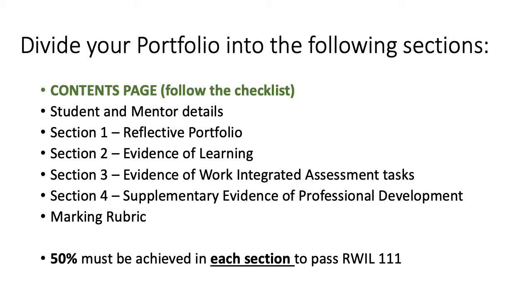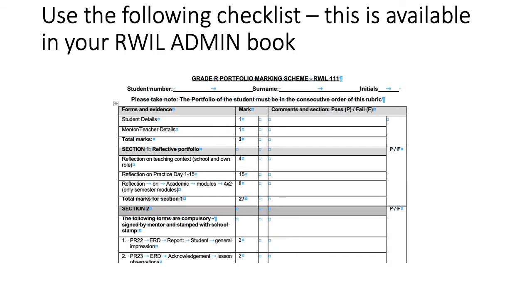Section 2, the evidence of learning. Section 3, evidence of work integrated assessment tasks. And section 4, the supplementary evidence of professional development. And then please don't forget to include your marking rubric. 50% must be achieved in each section to pass your RWIL 111. So use the following checklist. It is available in your admin book.